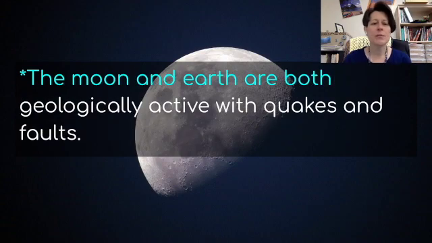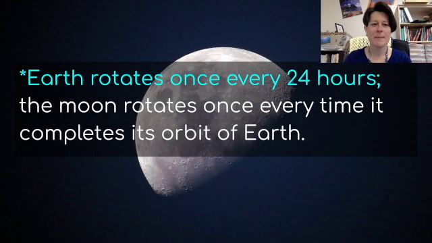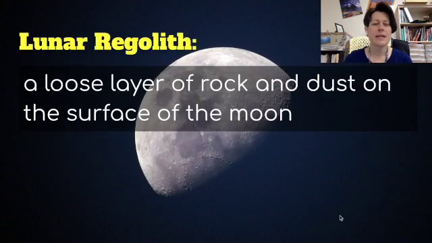The Moon and Earth are both geologically active with quakes and faults. They have found that the Moon does have moonquakes instead of earthquakes. And Earth rotates once every 24 hours. The Moon rotates once every time it completes its orbit of Earth. And we're going to be taking a closer look at what that actually means in a future video.